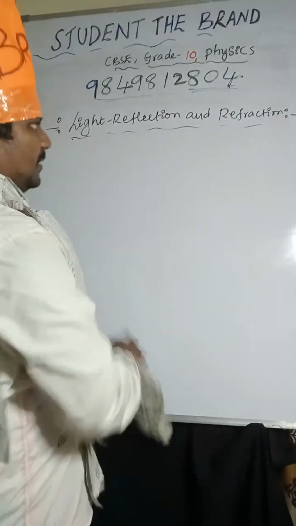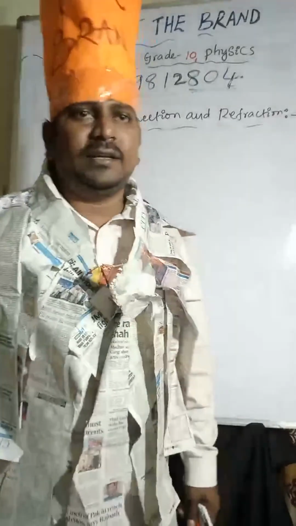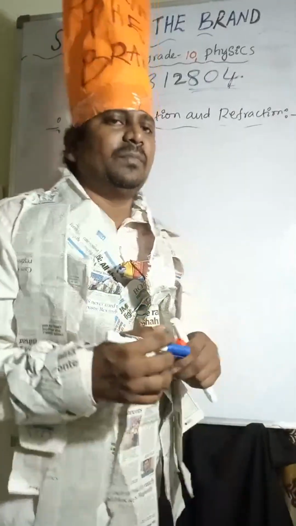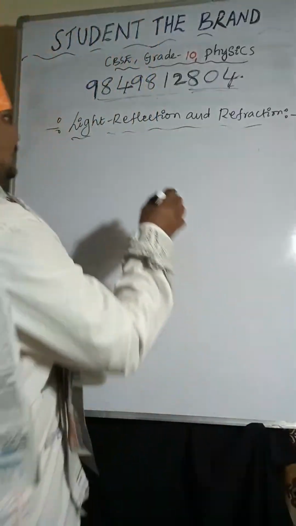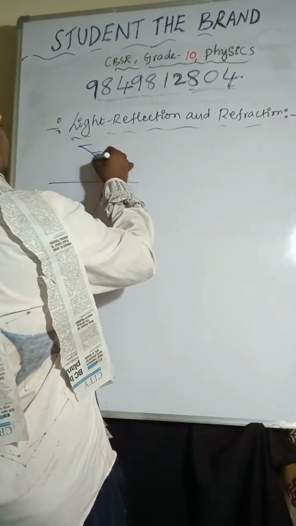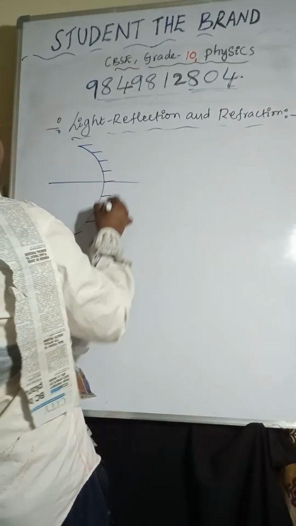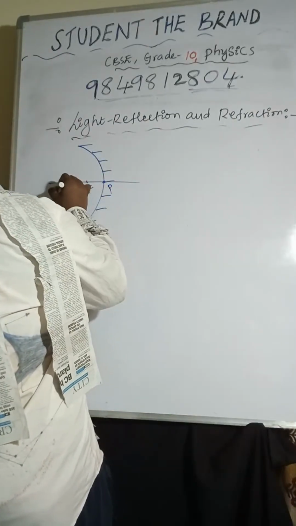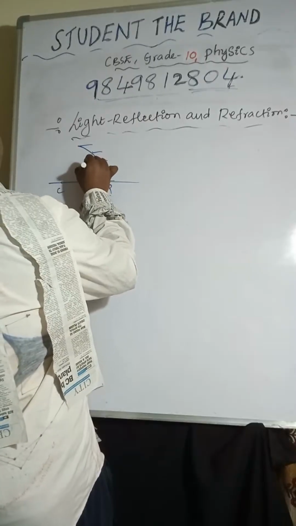Next one. Object is placed at F. Image will form at infinity. So pole, focus, center of curvature. Object is placed at F.